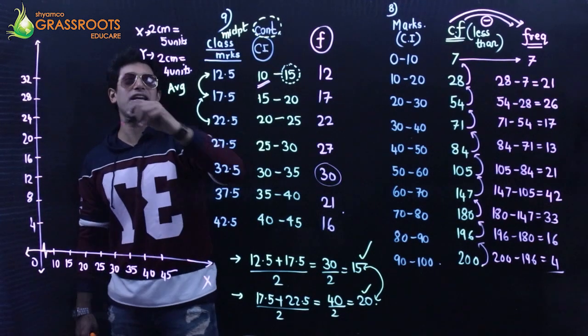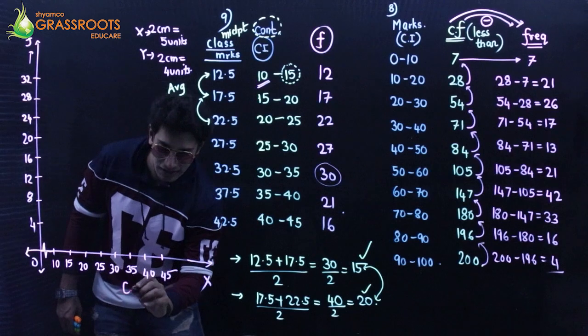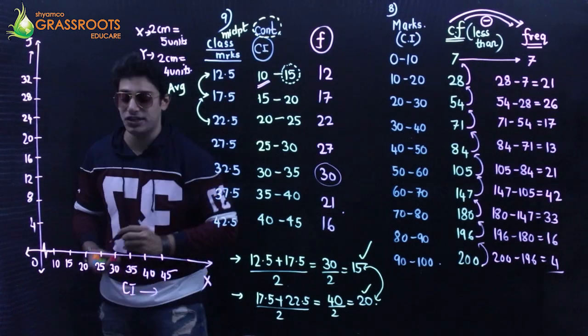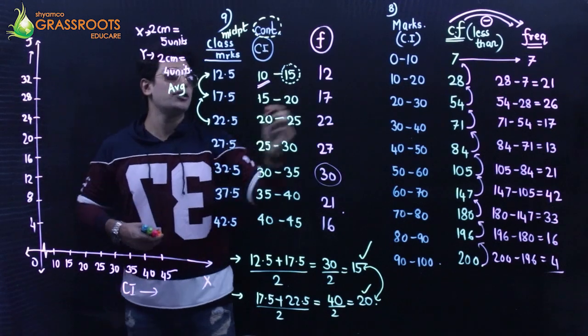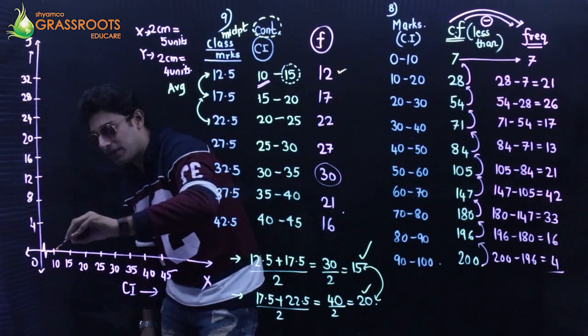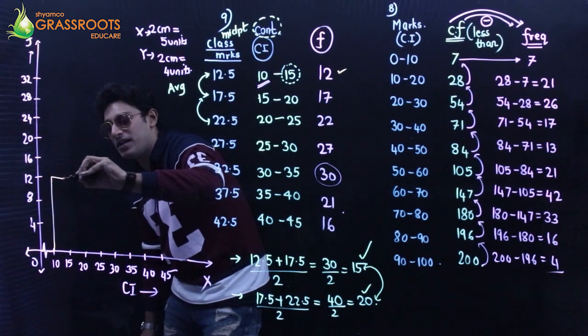Now this is going to be class interval or frequency, and this is going to be class interval, continuous class interval. The first thing is 12, between 10 to 15. The answer is going to be 12. So there is going to be a building up till 12.